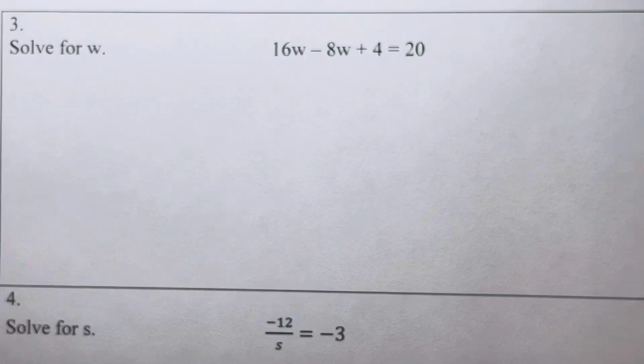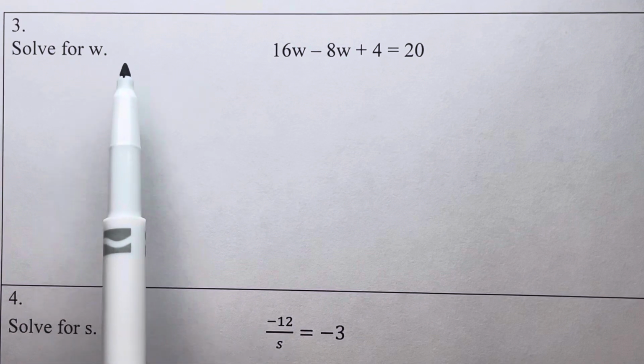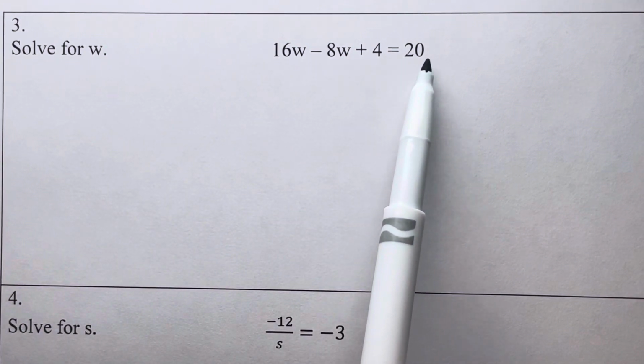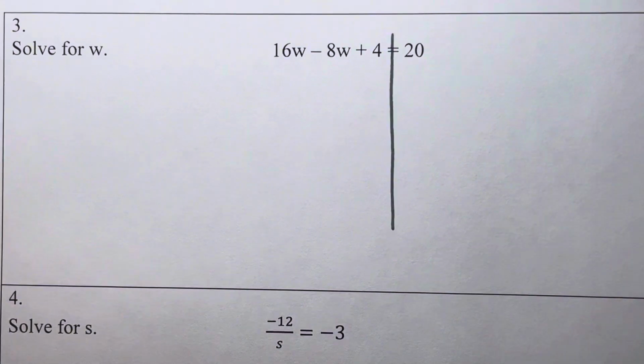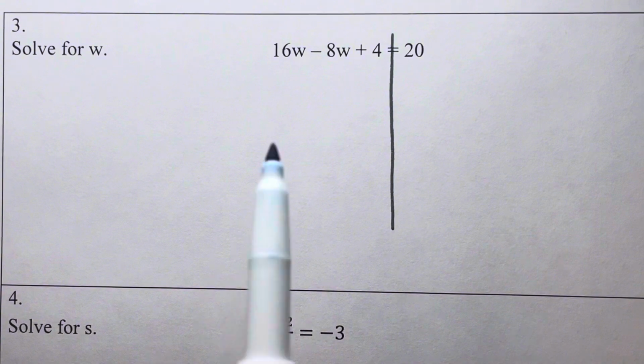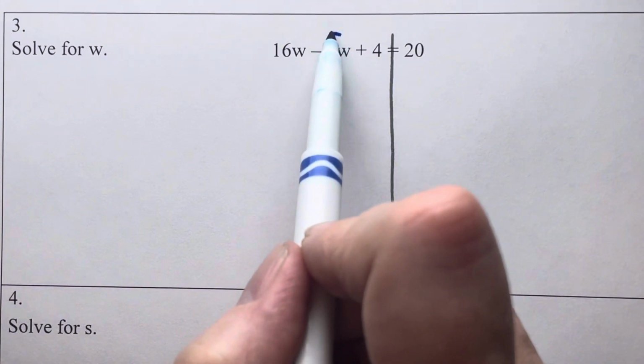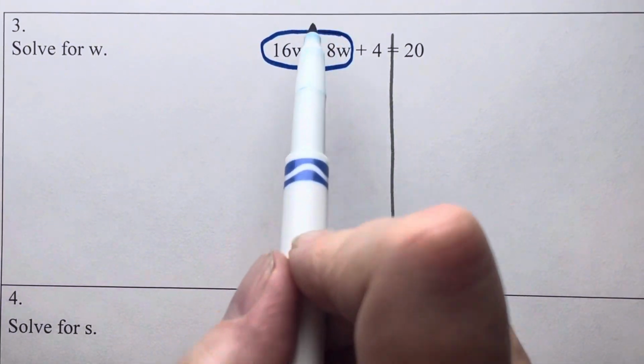Example 3. We're going to solve for W, where 16W minus 8W plus 4 is equal to 20. Now that my river is drawn, let's see what we need to do. We again have two variables on the same side of the river, so we're going to start by combining them.